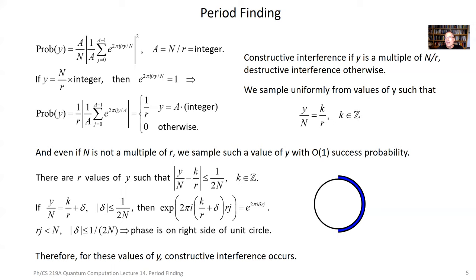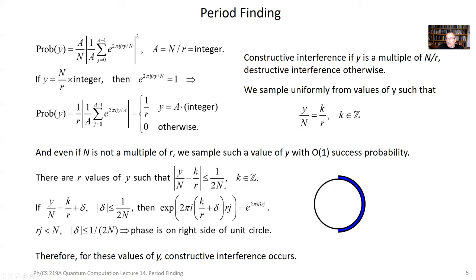If n is not a multiple of r, as I'm about to show you, we'll still be sampling from values of y such that y over n is close to k over r, with an order one success probability and almost uniformly. So in other words, there are r values of y, r being that period, such that the difference between y over n and some integer over r is no larger than 1 over 2n.